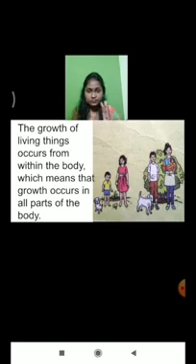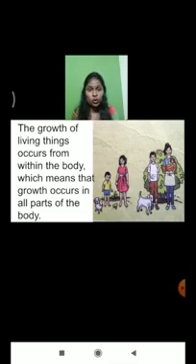Okay, so what we have learned till now: we spoke about the characteristics of living things and the characteristics of non-living things, and most importantly what the growth factor is, how growth is different in animals, and how it is different in plants. That also we have seen.